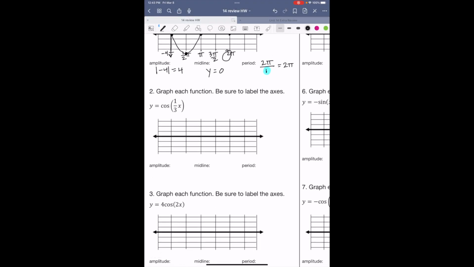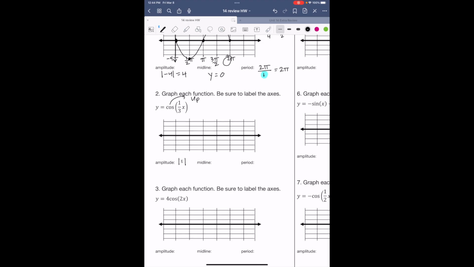We have cosine of 1/3 x. So cosine always starts either up or down. Since it's positive cosine, it's going to start up above its midline. Amplitude is the absolute value of 1. Since the number in front right there is a 1, midline we'll get back to. 2 pi divided by 1/3. So if we do keep and then change and then flip, we get that this is going to be 6 pi. So y-axis, 1, 2, 3, 4, 6 pi.